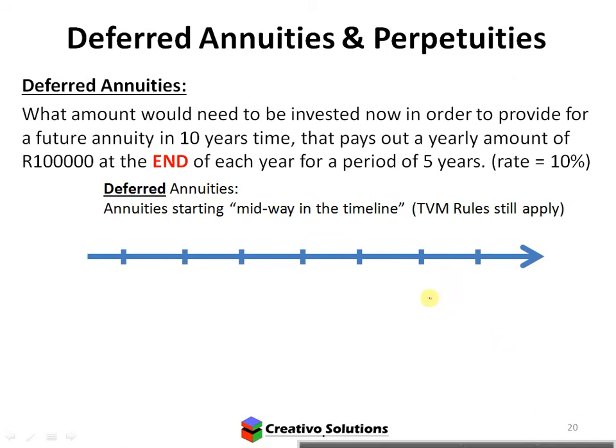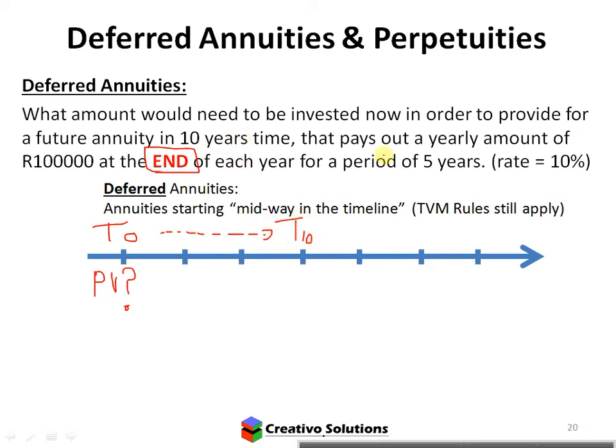Right, we spoke about this earlier. Just remember, a deferred annuity can be either an ordinary annuity or an annuity due. It could be either or. Which do I have here? Ordinary annuity, end of each period. So we need to draw a timeline before we can work this out. What amount would you need to invest now? Where is now? Time 0. So I need to know how much do I invest today in order to provide for a future annuity in 10 years' time. So this is going to continue going up until time 10.